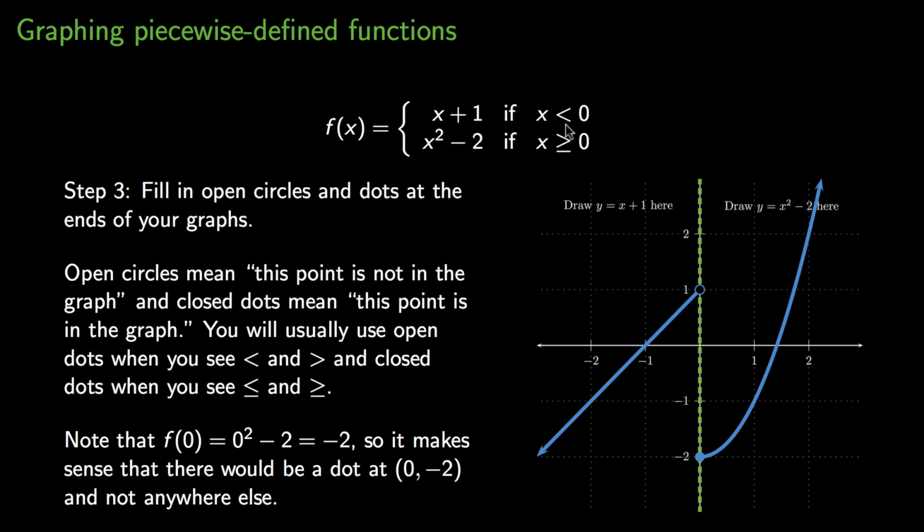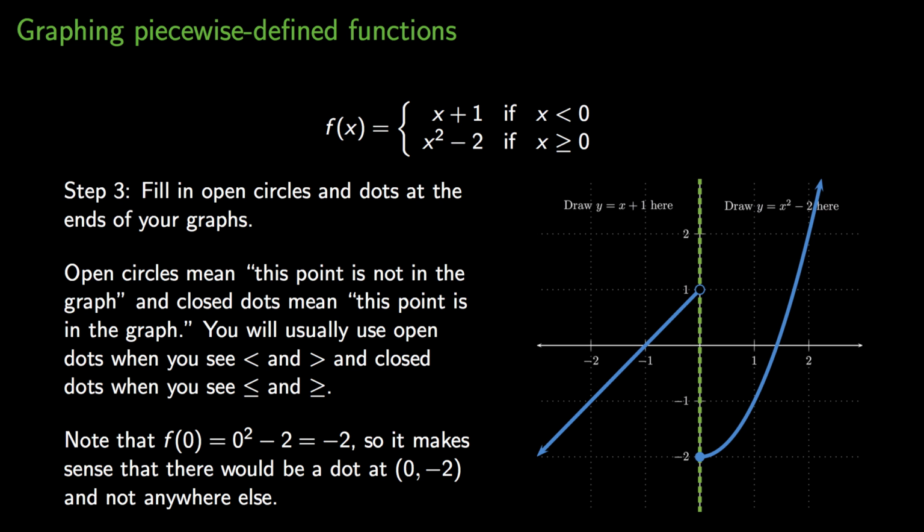Usually, it's a good pattern, a good trick to remember, that whenever you see a strict inequality symbol, that will correspond to a bubble, and whenever you see greater than or equal to or less than or equal to, that's going to correspond to a closed dot. Not every time, but most of the time.